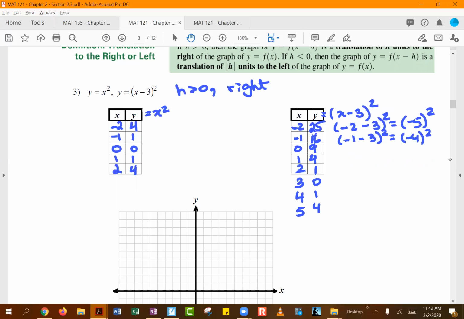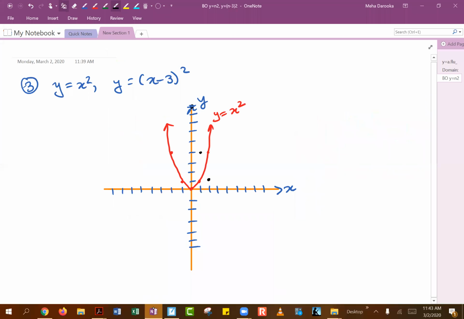So your usable points for us here are actually going to be these 5, but technically you can also use that 0, 9 because you can graph it on paper. So we need 3, 0, 4, 1, and 5, 4. So that's 3, 0, 4, 1, and 5, 4. And this should give you your transformation function.